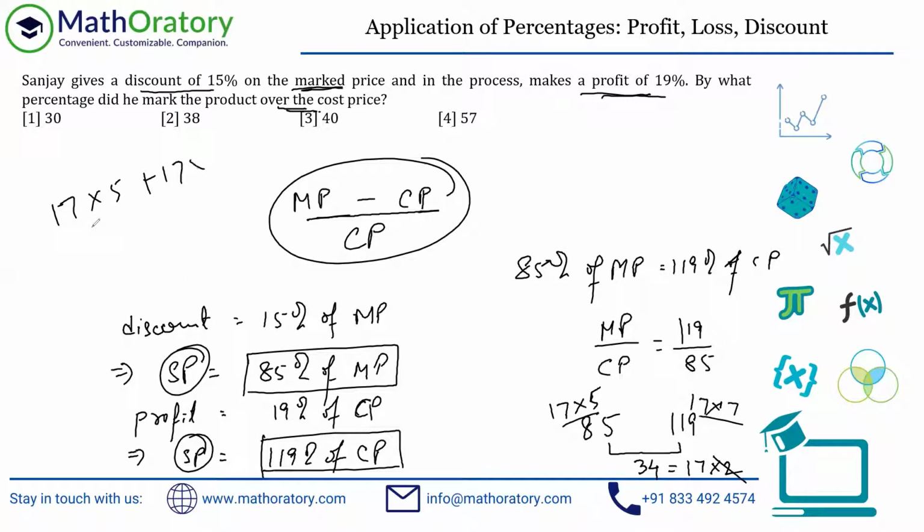Or again, you can factorize and all. So anyhow, 17 will cancel out and this 5 and 7 will remain, right? So this is 7 by 5, right? Don't mix up the order, by the way. So MP and CP are in the ratio 7 by 5.